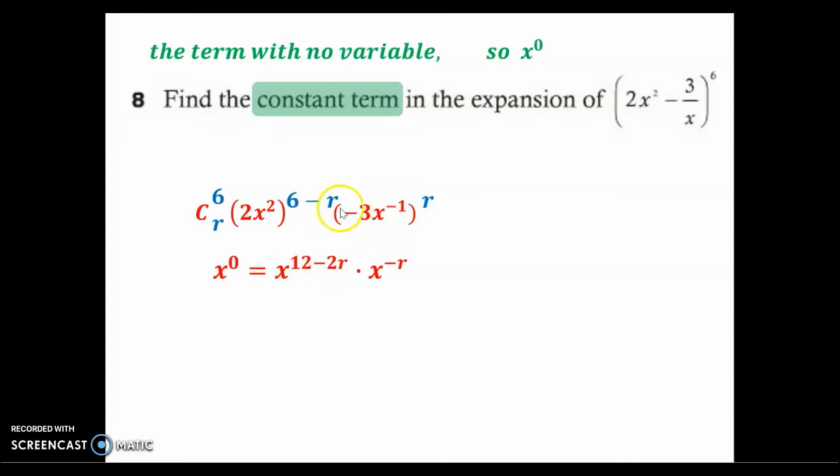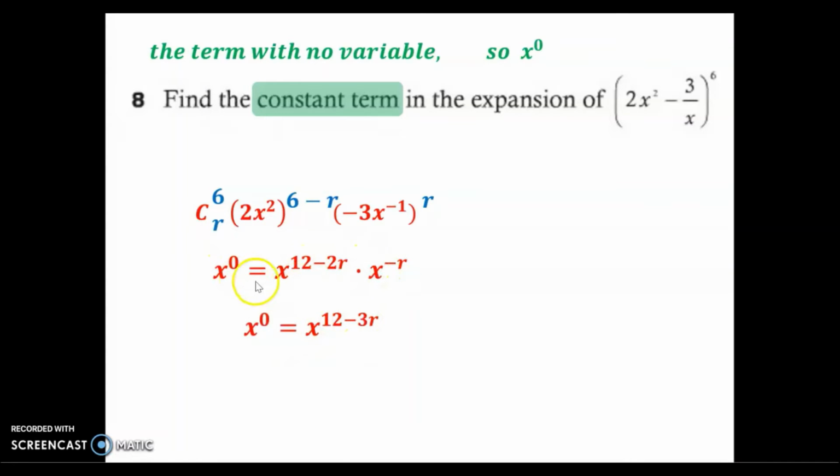And then over here, I'm going to ignore the 3 and just focus on the variable again. So x to minus 1r here, you multiply negative r. So again, I've just looked at x here because we know the x thing must be x to 0 in the constant term, ignoring all the numbers. Now combine these. When you multiply, you add exponents. So what is that? Combine there, 12 minus 3r.